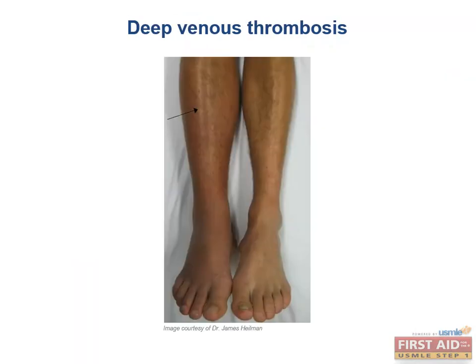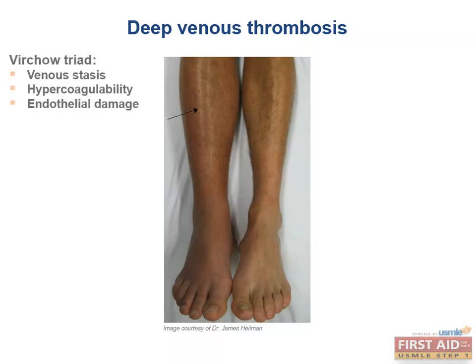Deep venous thrombosis, affectionately referred to as DVT, is very high yield because it's the primary cause of pulmonary emboli, which we'll talk about next. Here you see a picture of a DVT that has caused swelling and redness. So, do you remember Virchow triad from the hematology talks? Sure you do. Patients are predisposed to the development of DVT on the basis of venous stasis, hypercoagulability, and endothelial damage. In other words, you are getting inappropriate activation of the coagulation cascade.